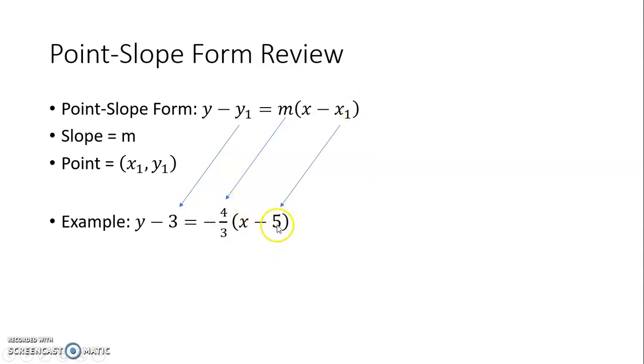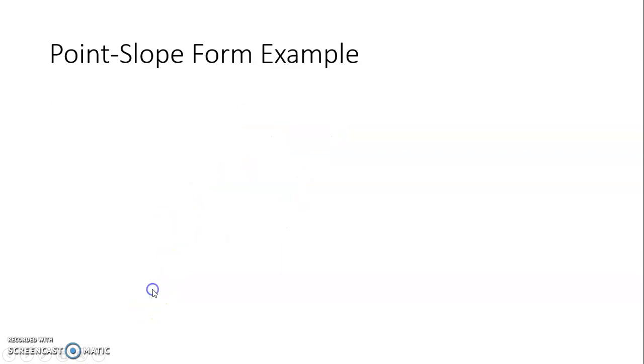Now, it can get a little confusing with these negatives, so we'll do some examples to make sure you feel pretty comfortable. So our slope is negative 4/3, as we said. That's the m term right there. And then our point, the x term right here, is 5. That goes in front. Remember, it goes x, y. And our y term is simply 3.